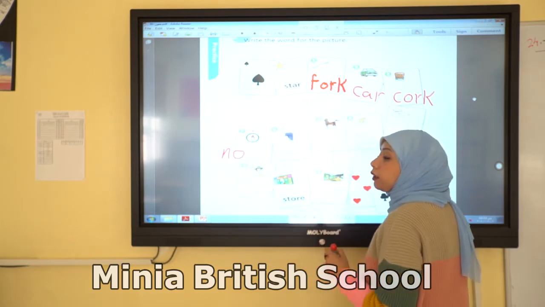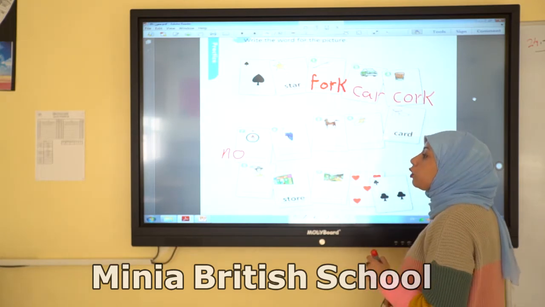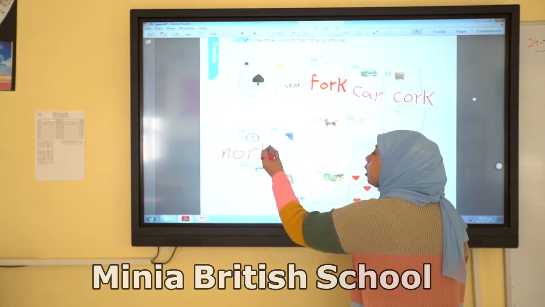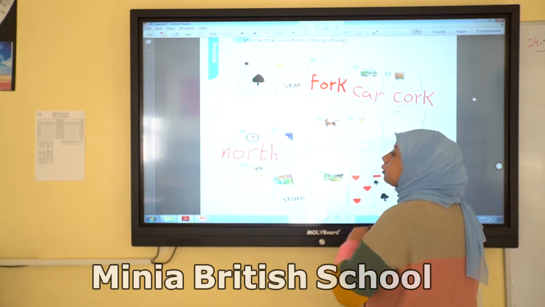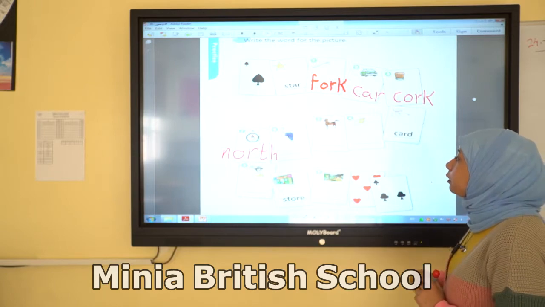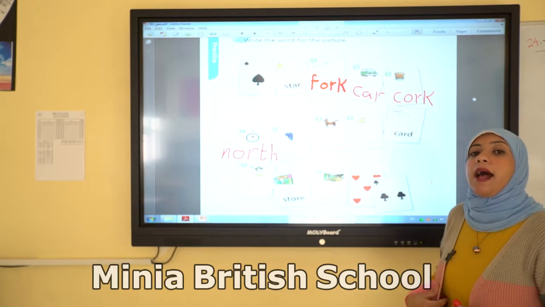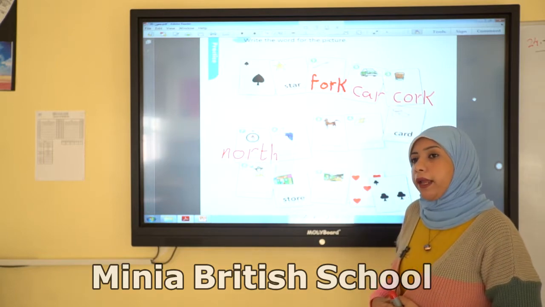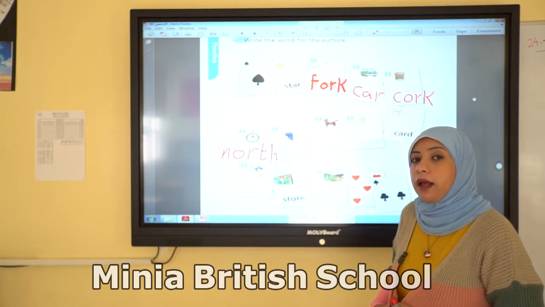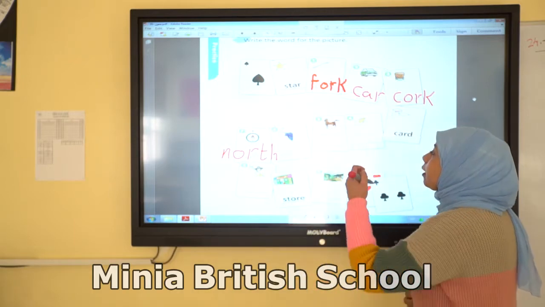What is it? Does it have a digraph? AR or OR? It's digraph OR. Okay, let's see the next one. What's this? It's an arm. With which digraph, OR or AR, Kiji? Excellent. It's with the digraph AR.